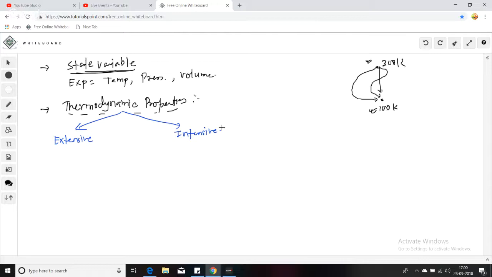Extensive property depends upon the amount of substance. Okay, so extensive properties depend upon the amount of substance or upon mass. Whatever amount you are taking, it depends on that. Intensive means independent of mass, right? On the basis of this, they have asked one question previously, that question I'll give you.